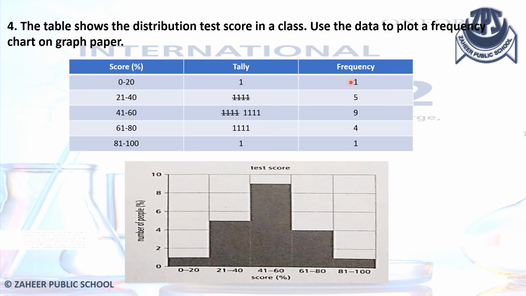So how many people gained 0 to 20%? Only one person. So I have marked this with 1, and 5 people have 21 to 40 marks, here 5, and 9 people have 41 to 60% score, and so on. Okay.